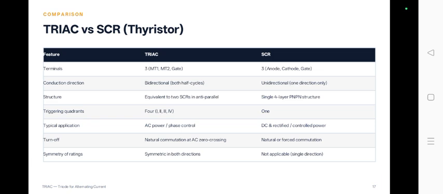The typical application of a TRIAC is AC power phase control, while the SCR is used in DC rectified power control. The TRIAC's turn-off method is natural commutation at zero crossing, while the SCR uses natural or forced commutation. The TRIAC is symmetric and used in both directions; for the SCR, that is not applicable.